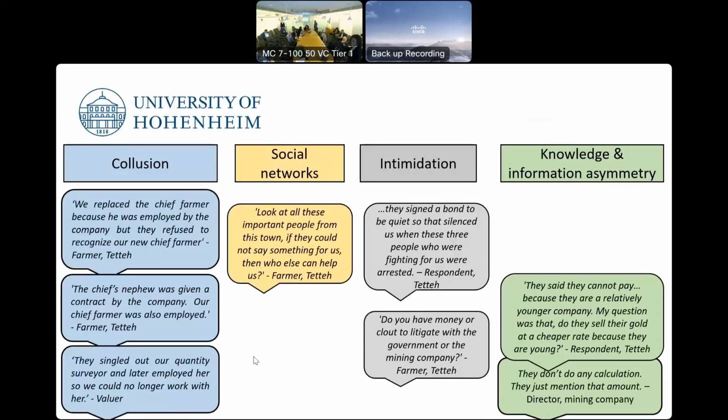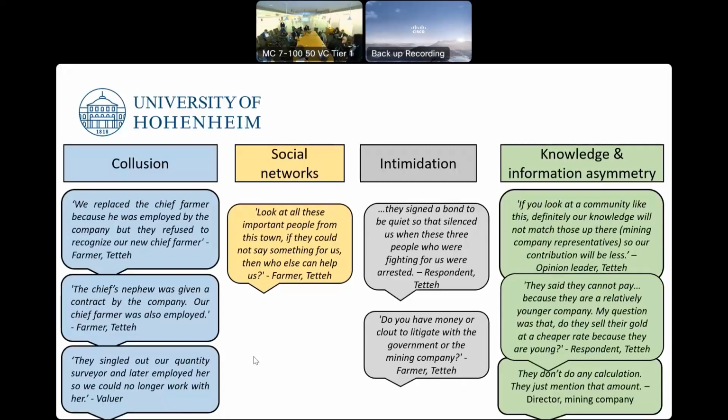And this farmer was saying that they asked for what another mining company was paying, which was much higher than what the mining company in Tete was paying. But the company said that they cannot pay because they are relatively a younger company. See, so the absence of the knowledge, the financial knowledge, went against them in this case.